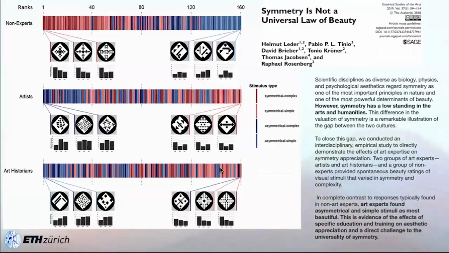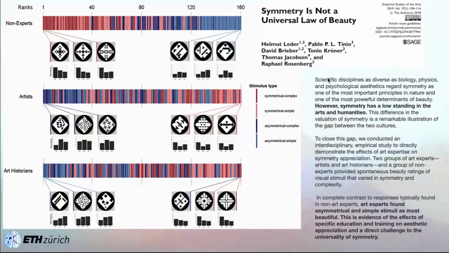But there's been lots written about symmetry. And then this very interesting study came out in Empirical Studies of the Arts about 5 years ago. And I really like this study in many ways, because I think it asks a very simple question and addresses it in a pretty clever way. So the title gives it away. The title is "Symmetry is Not a Universal Law of Beauty." And there are some big names in empirical aesthetics on this, including Helmut Leder.